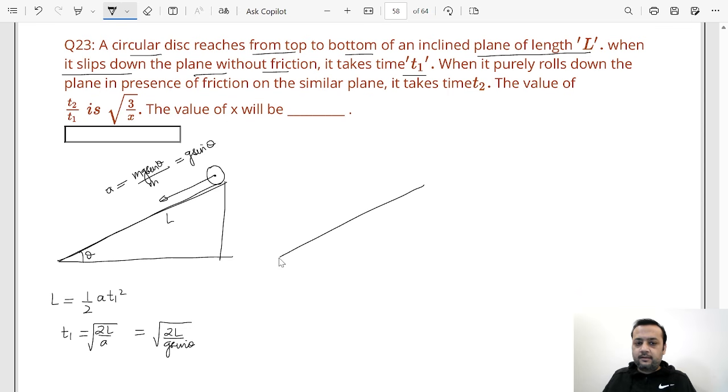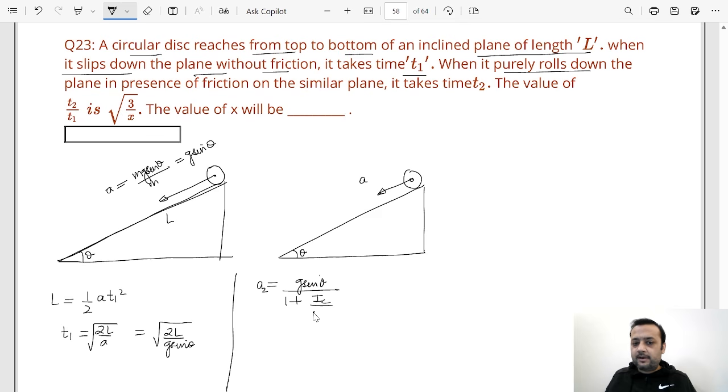Now we have a similar plane, but in this situation we have friction also. That means pure rolling will happen. Friction is sufficient, so the question says that it purely rolls down. Now you might recall the value of acceleration, it's a standard result. The acceleration a2 is equal to g sine theta upon 1 plus moment of inertia about the center of mass upon mr square. For a disc, the moment of inertia about the center of mass is half mr square, so half mr square upon mr square becomes half. So this value becomes 2g sine theta by 3.